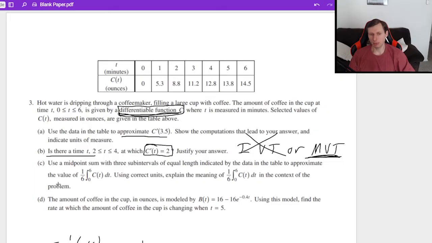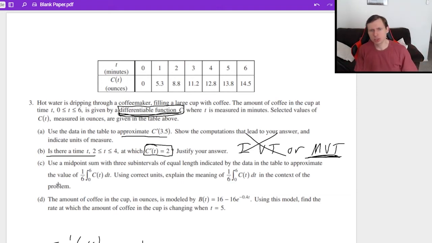Use a midpoint sum with 3 subintervals of equal length indicated by the data in the table to approximate the value of 1/6 integral from 0 to 6 of c of t dt. Using correct units, explain the meaning of 1/6 integral from 0 to 6 of c of t dt in the context of the problem. So first let's talk about midpoint.